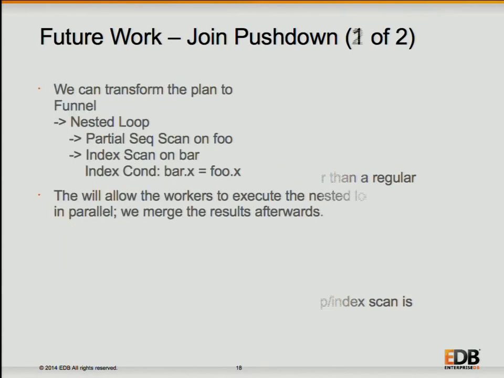So here's what would be a lot better. Here we've pulled the funnel up, or pushed the nested loop down, however you want to look at it, so that we do the partial sequential scan, and then each worker does the index scan for the tuples that it gets from the partial sequential scan, and then only after performing that join do you use the funnel to bring everything back together.